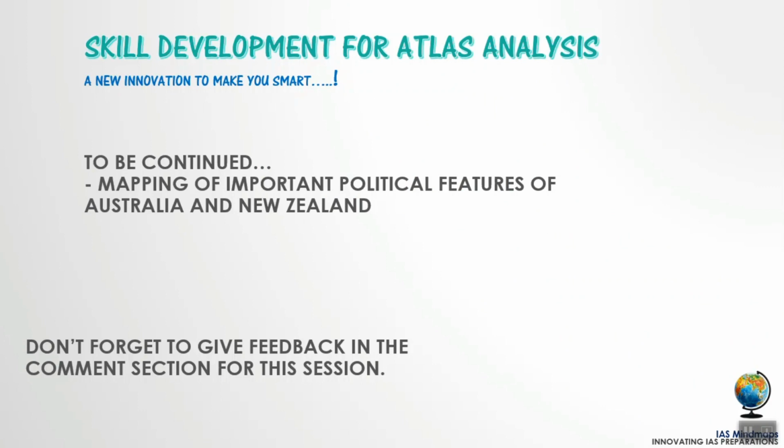In political features we are focusing on important cities, important industrial hubs, important cultural centers, important regions, important states and important territories of Australia and New Zealand respectively. We are also focusing on the agricultural, industrial and economic sectors of both these countries.